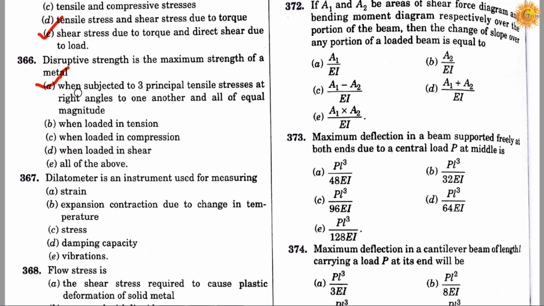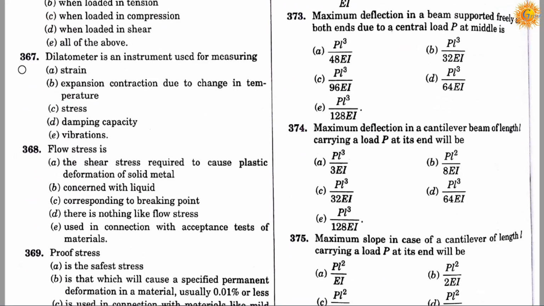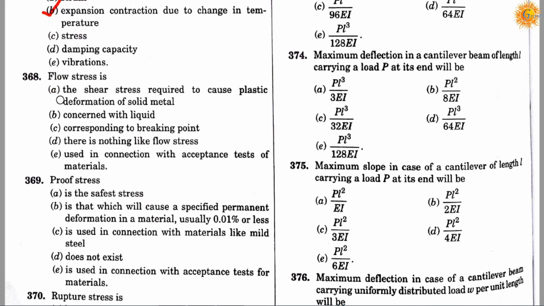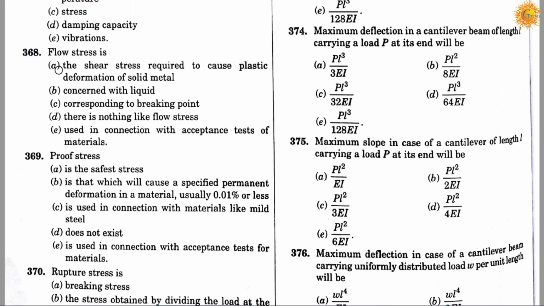of equal magnitude. Question number 367. Dilatometer is an instrument used for measuring, option A, strain, option B, expansion, contraction due to change in temperature, option C, stress, option D, damping capacity, option E, vibrations. Correct answer is B. It's used in expansion, contraction due to change in temperature. Question number 368.